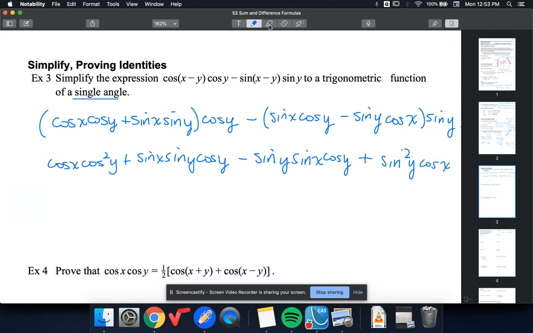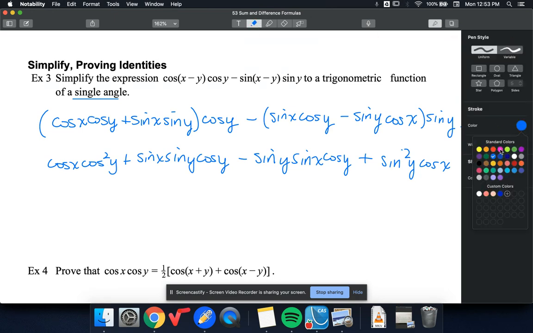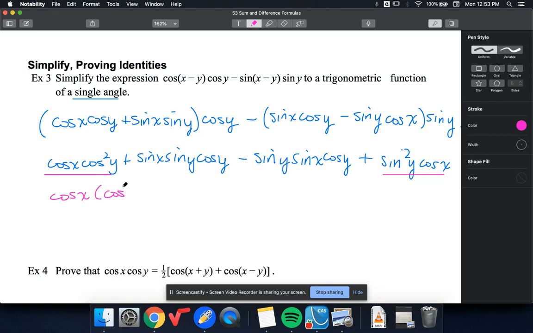So looking at, let's see here, I'm going to change colors. Looking at these two terms, I can take those, factor out a cos x, and be left with cos squared y plus sine squared y, which I know, of course, is 1.